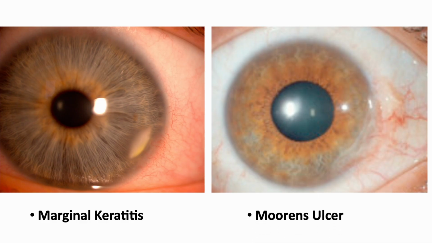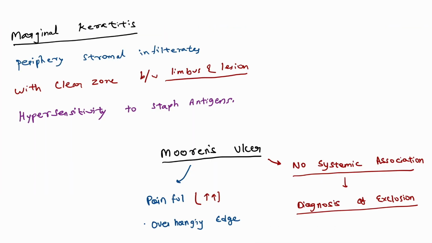So first is our marginal keratitis, second is our Mooren's ulcer. In marginal keratitis, it is caused by hypersensitivity to staphylococcal antigen. Staph directly doesn't cause cornea infection here, but antigen from staphylococcal blepharitis triggers this immune response. This inflammation will sit on the cornea periphery, and there will be a clear zone between the limbus and this lesion. The treatment will be topical steroid with lid hygiene to treat the main source of infection, which is present in the lid.